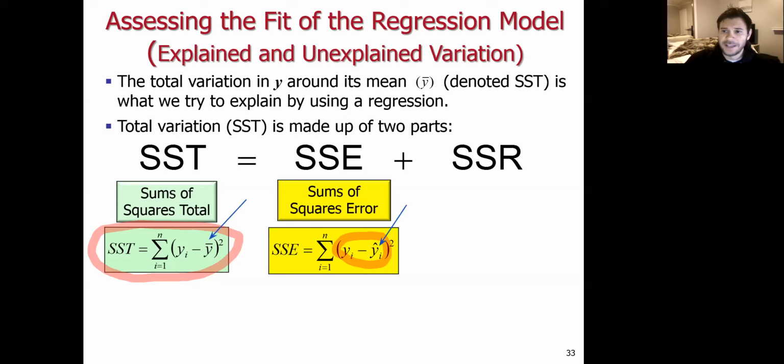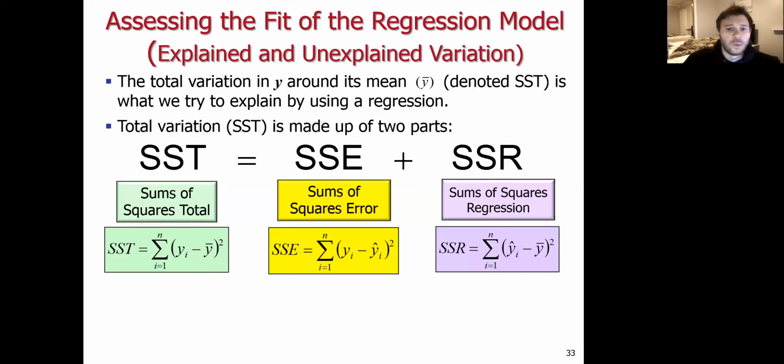This last term, SSR on the right, is the sum of squares for the regression. And this measures something a little bit different. What the sum of squares of the regression actually measures is the deviation in the predicted value relative to the mean value. Again, y hat is the conditional mean, y bar is the unconditional mean. So we're looking at the squared deviations between the predicted value and the average value in the data set.